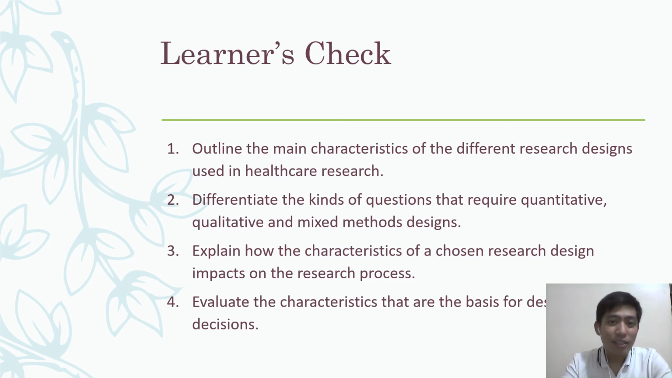Now, can you outline the main characteristics of different research designs? Can you now differentiate the kind of research question that requires quanti, quali, or mixed? And explain how the characteristics of the chosen research design impact the research process. And last, can you evaluate now the characteristics that are the basis for design or methodology decisions?